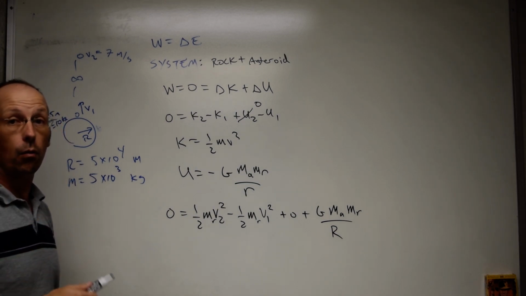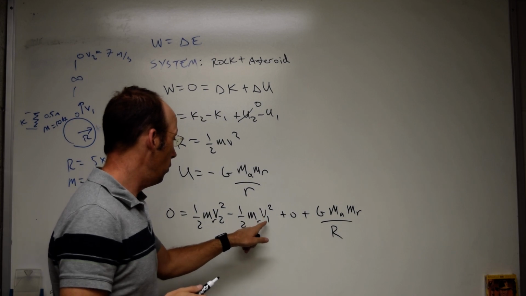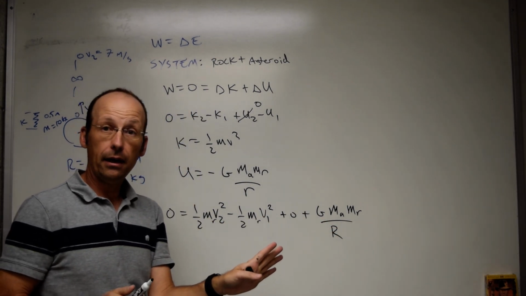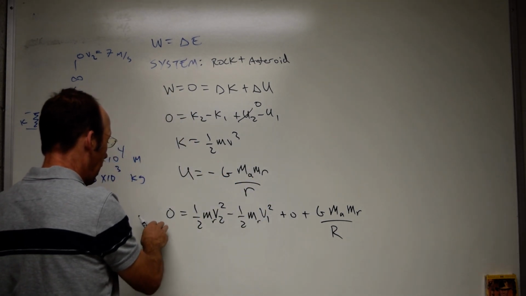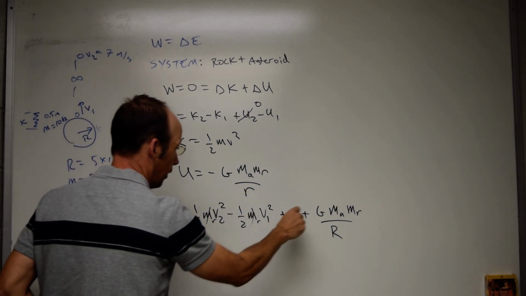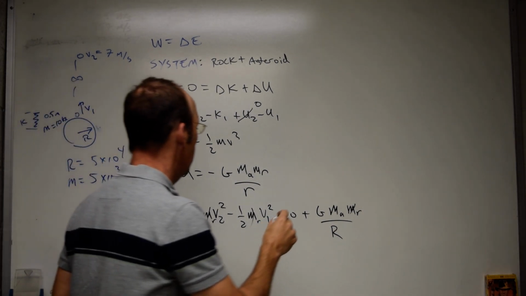And now what do I want to solve for? I know V2, I know this, I want to solve for V1. Before I do that, what is the mass of the rock? Well, it doesn't matter. If I divide this side by the mass of the rock and that side, they all cancel. So now I can solve for V1.